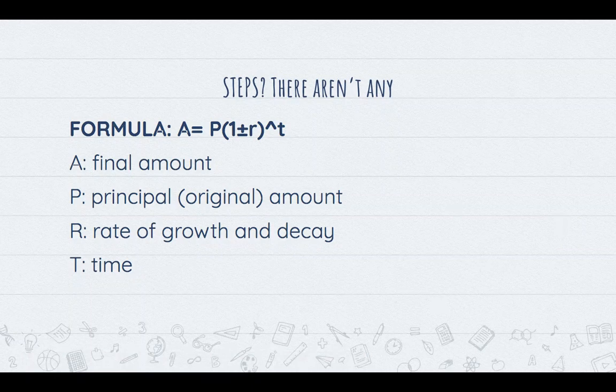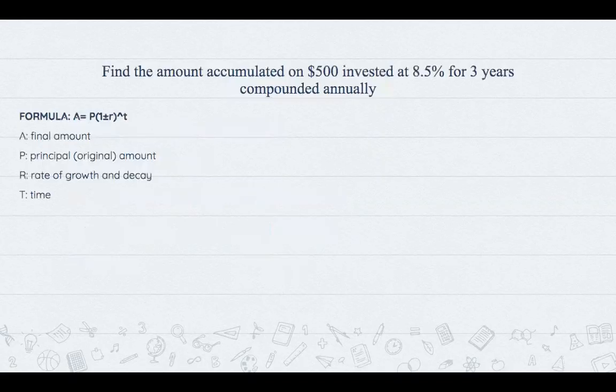A is your final amount, P is the principal amount or original amount, R is the rate of growth or decay, and then T is the time. Next. So this is our first problem. Find the amount accumulated on $500 invested at 8.5% for 3 years compounded annually.